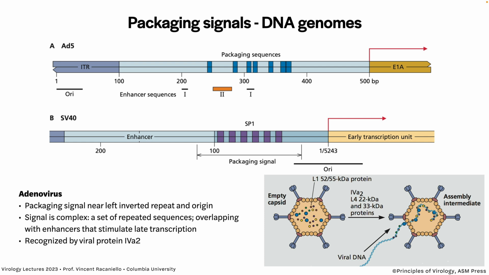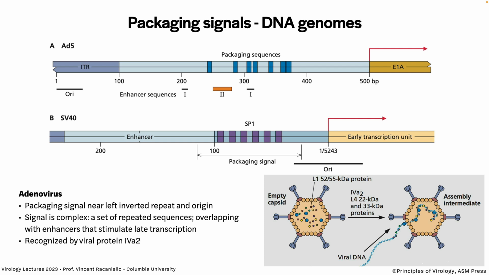So very much like herpes simplex virus, the adenovirus capsid is made empty in the nucleus, and then the DNA is put into it. And the way the DNA goes in is the DNA packaging sequences bind 4A2, and then 4A2 is brought into the capsid. So cellular DNAs will not have these packaging sequences in them, and therefore they won't be incorporated.